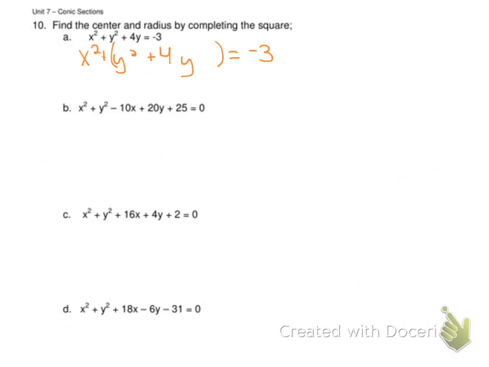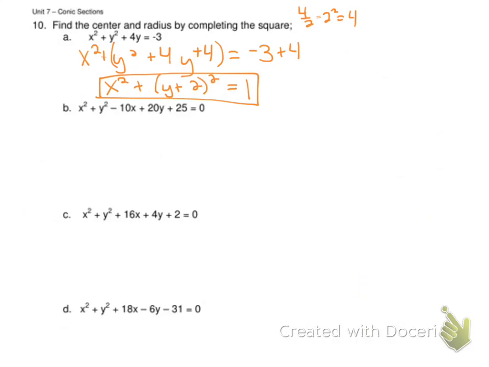4 divided by 2 is 2. Square that, and what do you get? 4. So I'm going to add 4 to this side and add 4 to this side. So then I have x squared plus y plus 2 squared equals 1. That's the equation of my circle.